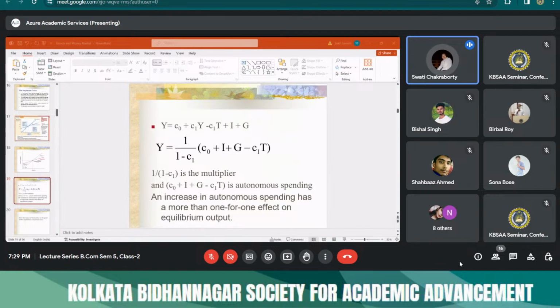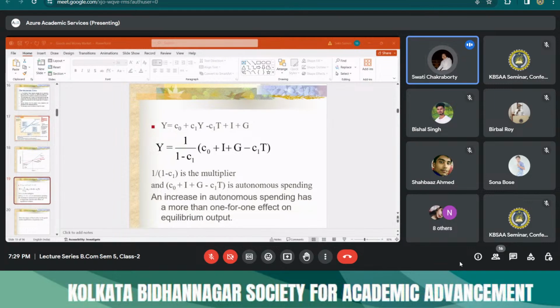This consumption will take place whether there is income or not. I, that is private investment, that will always take place. Private firms will be investing. G, that is government spending, government expenditure, government is going to spend. So it has nothing to do with people's income. And tax C1T. So whenever income is there, you have to pay a tax. A certain amount goes in the tax. That's always there. So that's why it's autonomous spending.